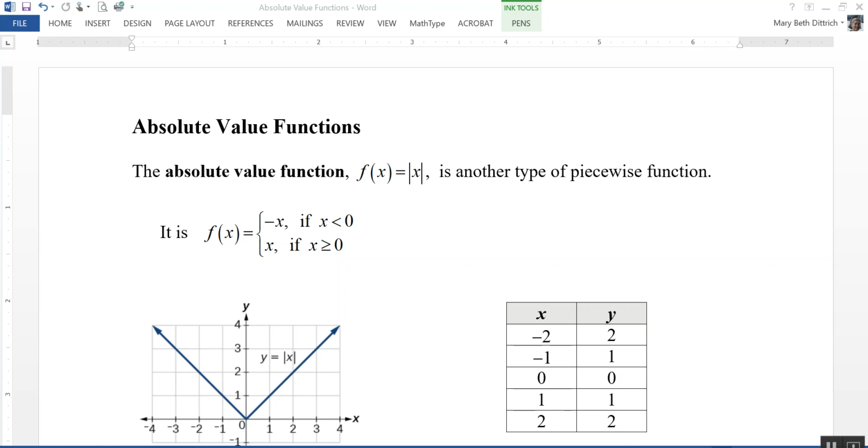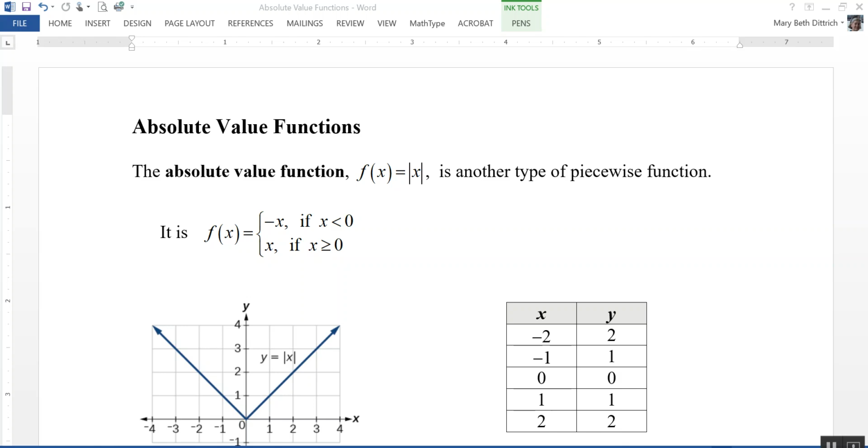This video is on absolute value functions. The absolute value function, f of x is equal to the absolute value of x, is another type of piecewise function. Here's how it's written as a piecewise function. F of x is equal to the opposite of x if x is less than 0, and f of x is equal to x if x is greater than or equal to 0.